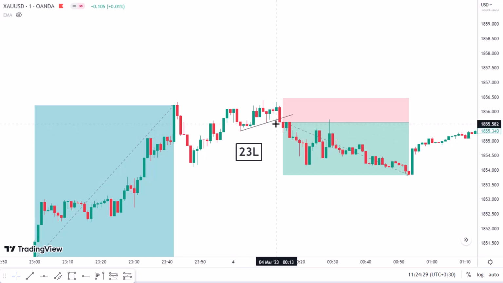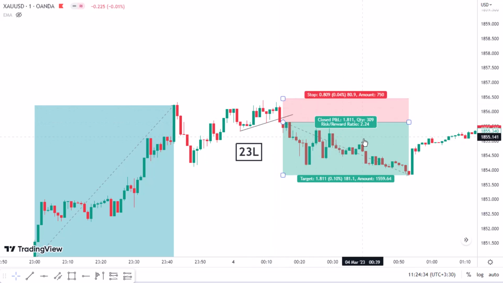On the last position we have a trend line with 2 touches. On the third time it is broken here, we enter a sell position, put our stop loss somewhere safe, and it gives us a reward of 2.2.